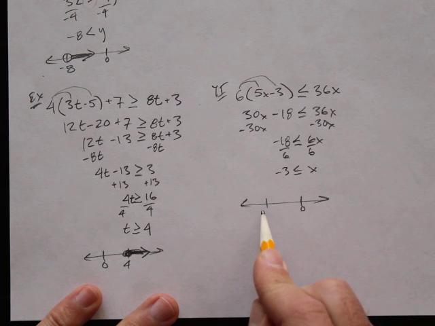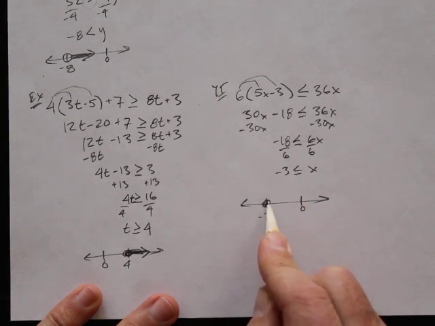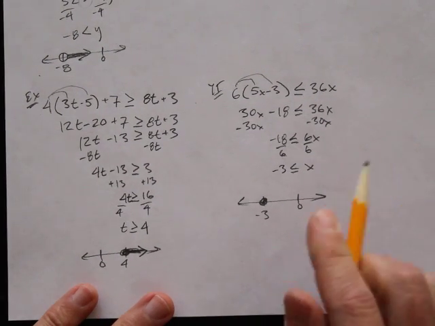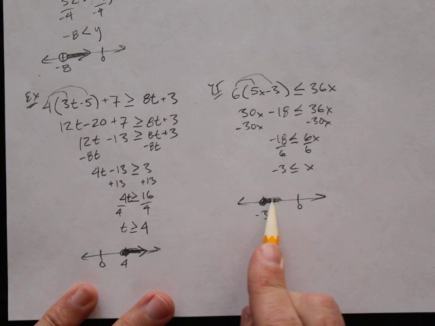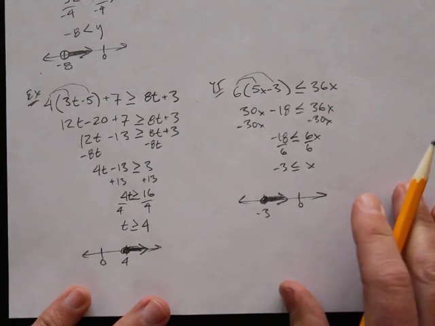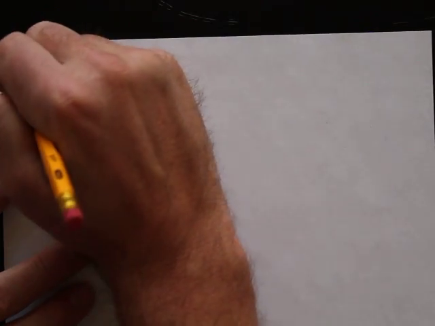Here's 0, here's negative 3. Or equal to means negative 3 is included in the solution set for x. X is greater than negative 3, or negative 3 is less than x, and so I'm going to shade to the right. You got a couple more you try. One more you try and then some special cases.